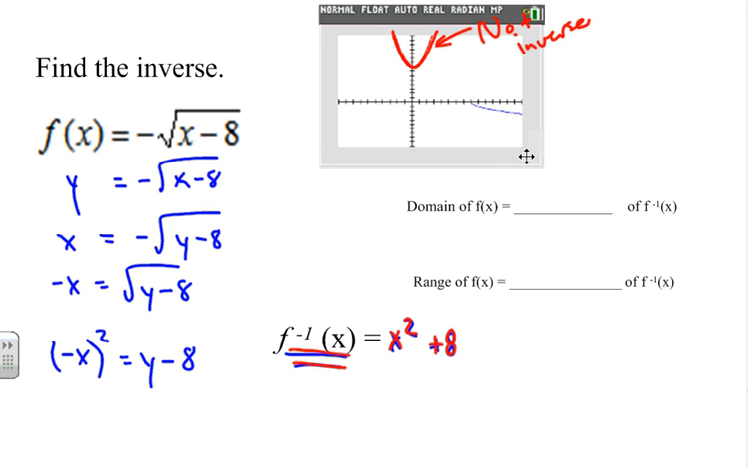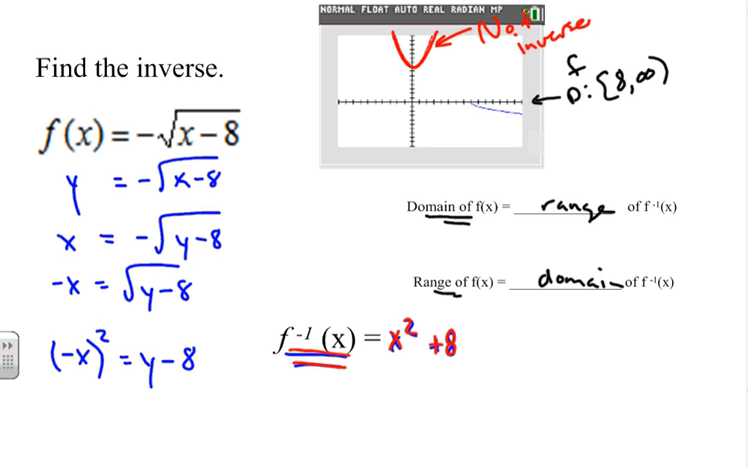Because what we know is that the domain of f of x is the range of f inverse of x. The range of f of x is the domain of its inverse. So when you see this, the domain of f, if we see right here, is we are starting at 8, and it's all values starting at 8 and going to infinity.